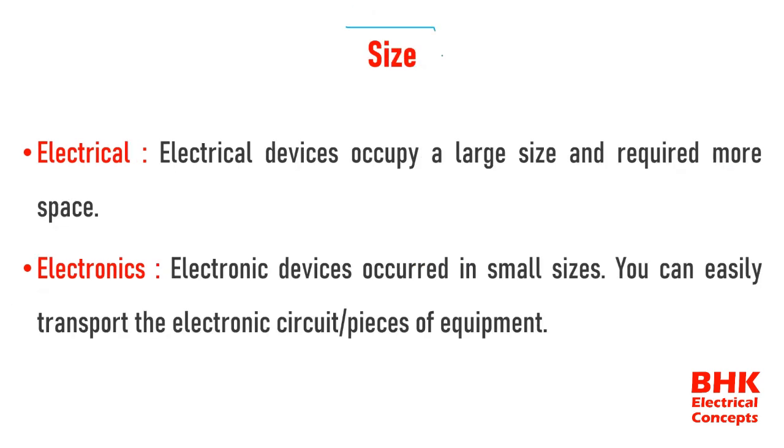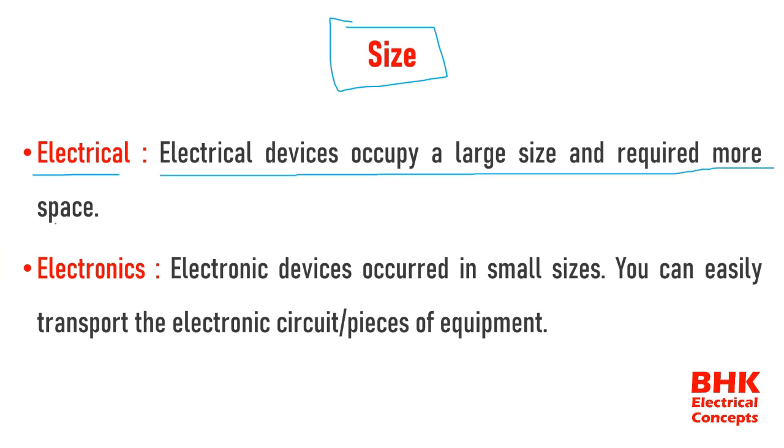And the other thing is size. If I talk about the size of electrical systems, the electrical devices occupy a large size and require more space. For example, the transformer we use in an electrical substation requires more space to install. But in electronic circuits, electronic devices have small sizes.